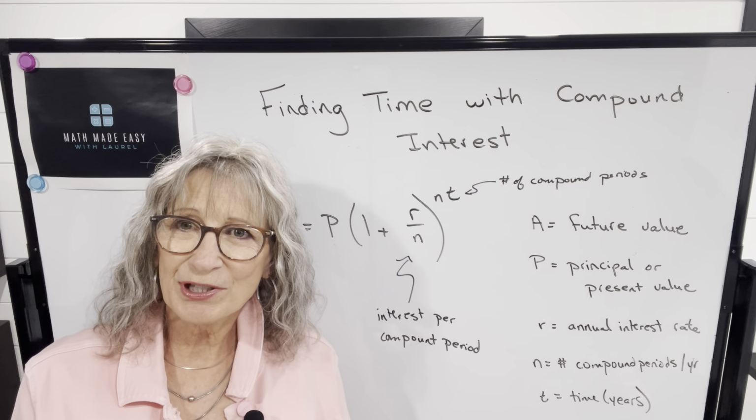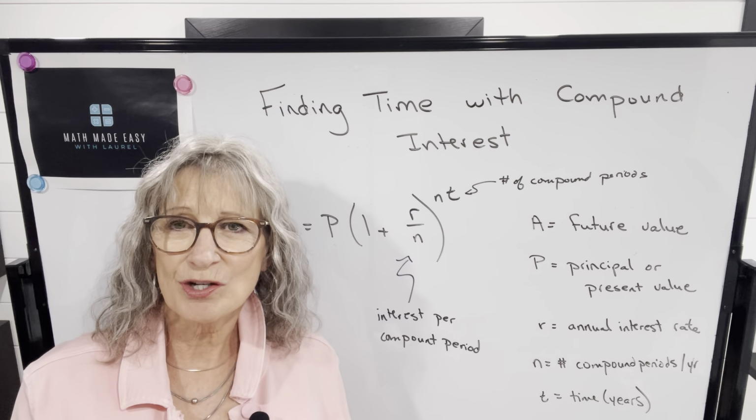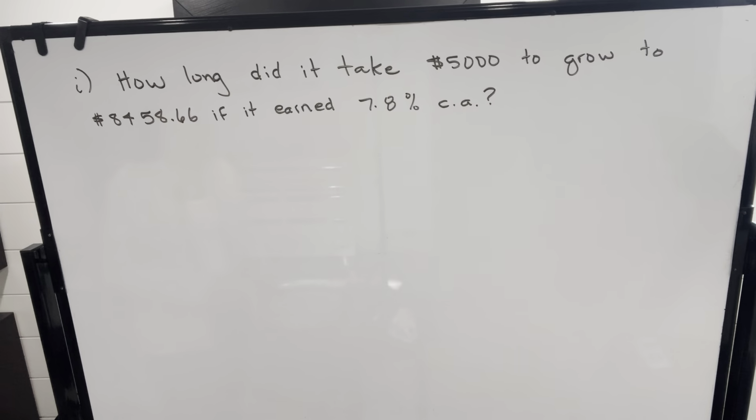In order to explain how we're going to solve for time, let's jump right into an example. In our first example, it says, how long did it take $5,000 to grow to $8,458.66 if it earns 7.8% compounded annually? Let's start out writing down what we know and putting those values into our formula.